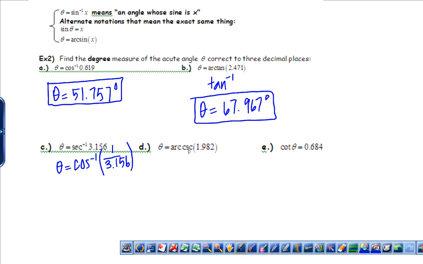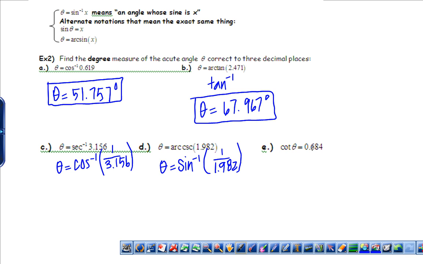If arc cosecant is 1.9, then arc sine is going to be 1 over. And if you notice, I never put the arcs underneath. They have to stand alone.